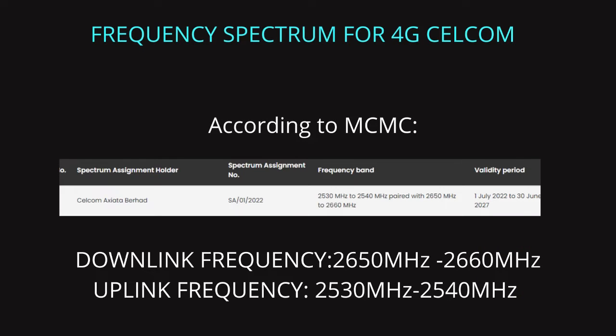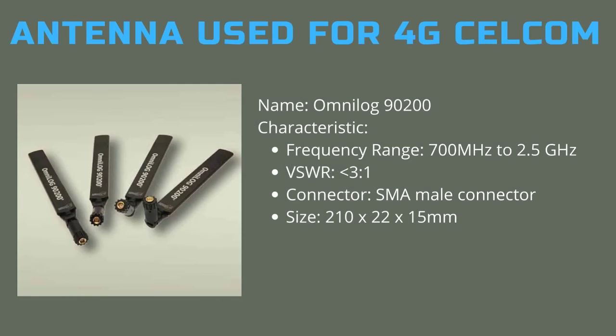According to MCMC, the frequency spectrum allocated for 4G Celcom is from 2650 MHz to 2660 MHz for downlink and 2530 MHz to 2540 MHz for uplink frequency. The antenna used to detect 4G Celcom is the Omnilot 90200, which can detect frequency from 700 MHz until 2.5 GHz.